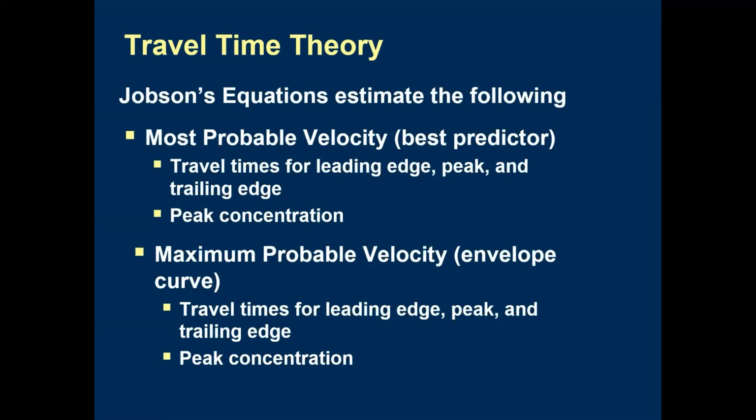The maximum probable is essentially the envelope curve, where he took all these dye tracer studies and said, here's an envelope curve where no velocity was greater than this value. We're going to call that the maximum probable. And we're going to say that, using these regression equations, no velocity of anything traveling in the stream should be faster than this velocity, the envelope velocity.